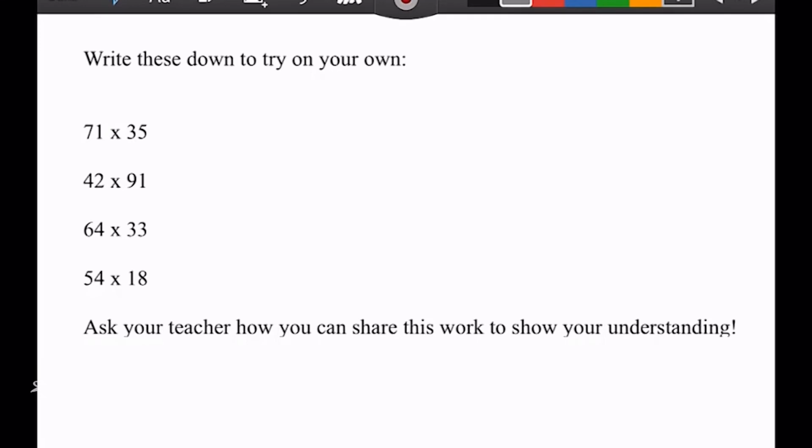Now, on your own for practice, I'd like you to write down these 4 problems. You have 71 times 35, 42 times 91, 64 times 33, 54 times 18. Check with your teacher how you could communicate your answers to these problems with your teacher and show your learning of this concept. You can check your work with a calculator, or you could do the area model to check your work as well. You could work with your parents on checking them as well.